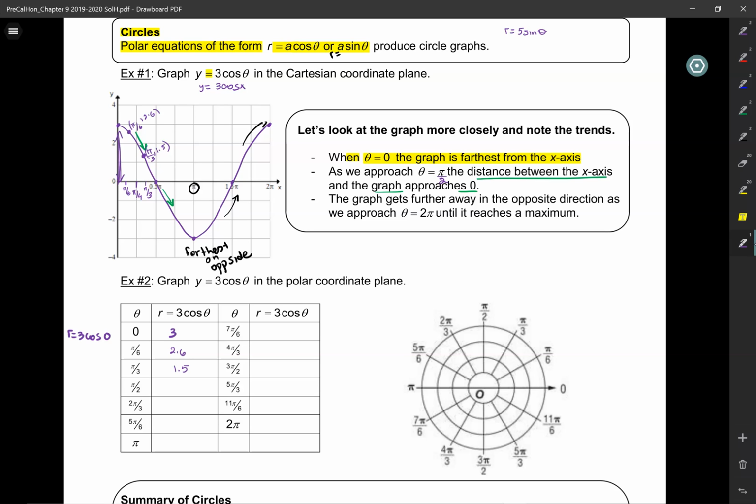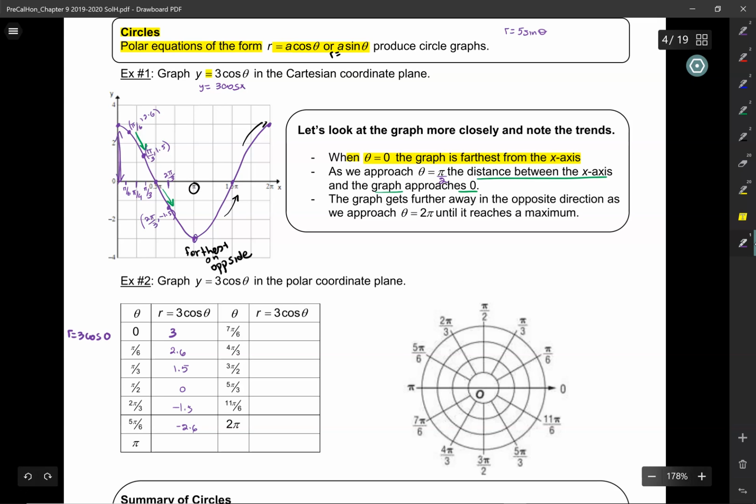At pi over 2, r equals 0. At 2 pi over 3, right? 2 pi over 3 is now here. We are at negative 1.5. So 2 pi over 3 is right over here. Okay, just to give you some perspective, this is 2 pi over 3, and the point is 2 pi over 3, negative 1.5. So we're right there. And then at 5 pi over 6, it's negative 2.6.